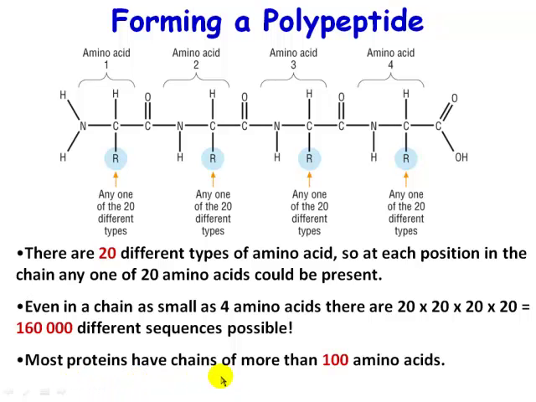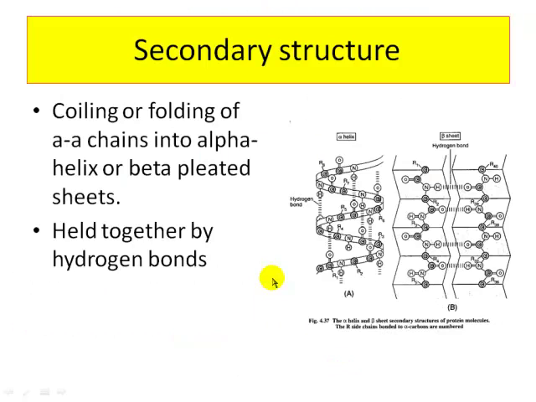Now most proteins have chains of more than 100 amino acids. They're pretty big molecules. Now the primary structure is simply how they're put together, that is valine, cysteine, glutamine, and so on. The secondary structure describes something about their shape. Now there's 2 basic shapes: there's coiling or folding. So they can be coiled like this one here to form what's called an alpha helix, or they can be pleated like this one here. It's a difference in shape. That's called a beta sheet. They're held together by what are called hydrogen bonds.